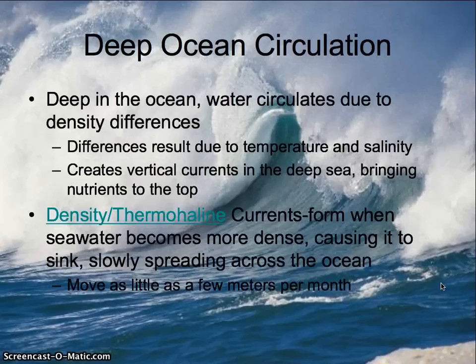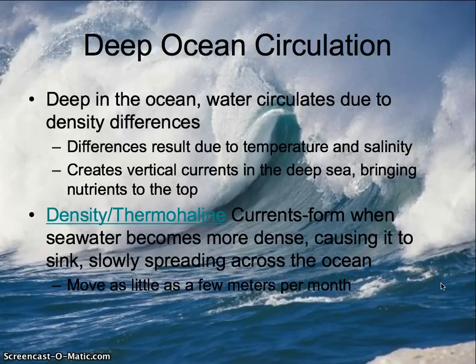So when we talk about ocean currents, we talked about surface currents and local currents, but there's also one more. There's deep ocean current circulation. In the ocean, water circulates due to density differences, and the differences are typically due to temperature and salinity. These create a vertical current in the deep sea, bringing nutrients to the top. This is known as a density or thermohaline current.